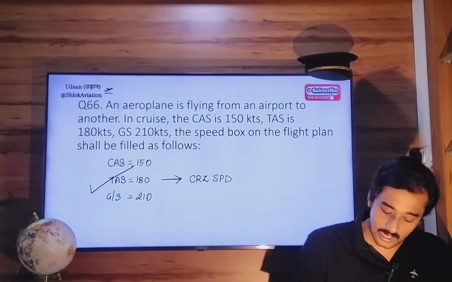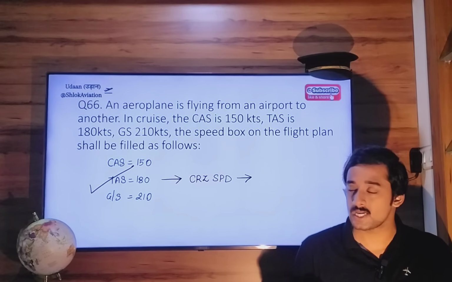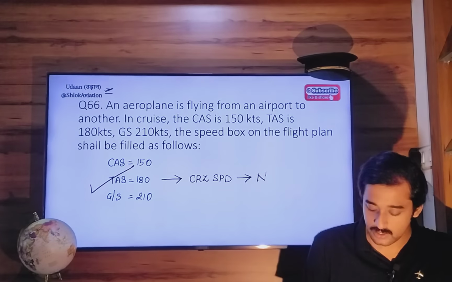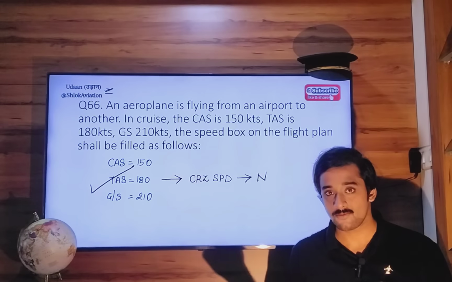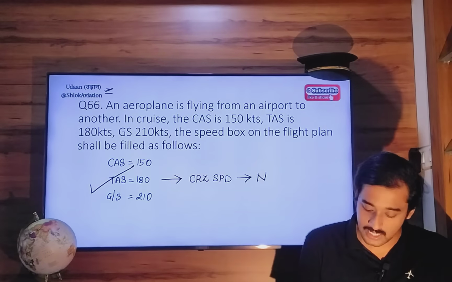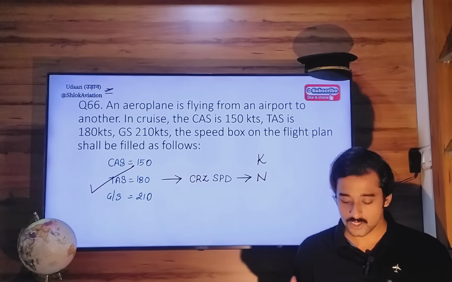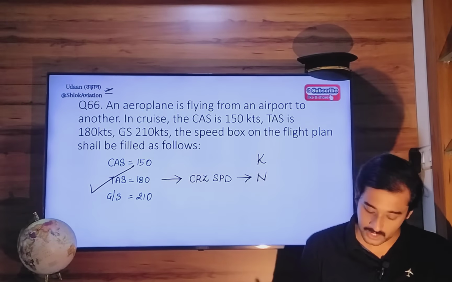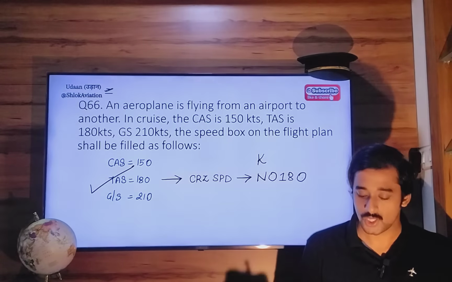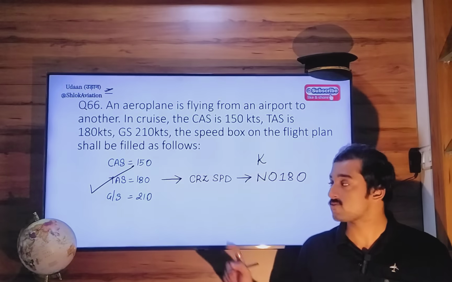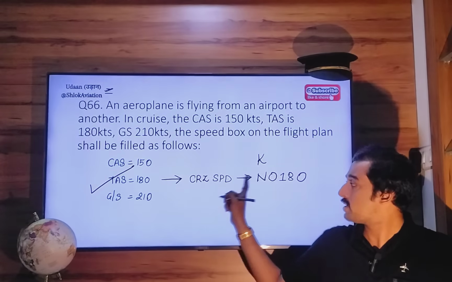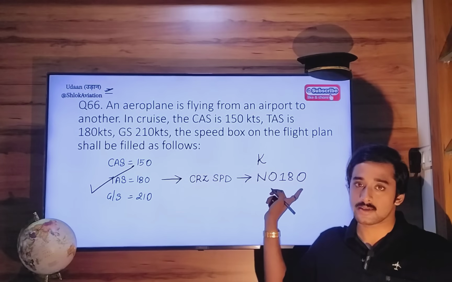And how will you enter it? Now here the speed is 180 knots. True airspeed 180 knots. So the correct form is November. Okay, it's 180 knots, right? For knots, the letter is November. For kilometer per hour, it is kilo. So first letter N, November, then 0, then 180. So this is the right way. So you are going to select an option which has this answer. Okay, that's cruising speed, November 0180.